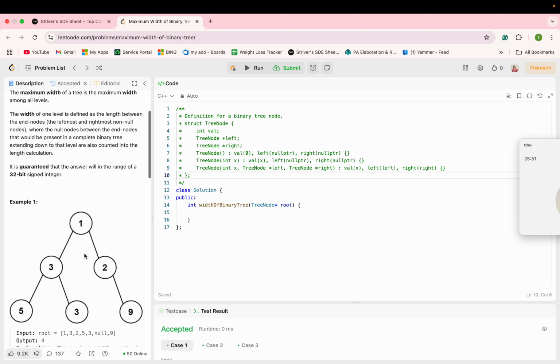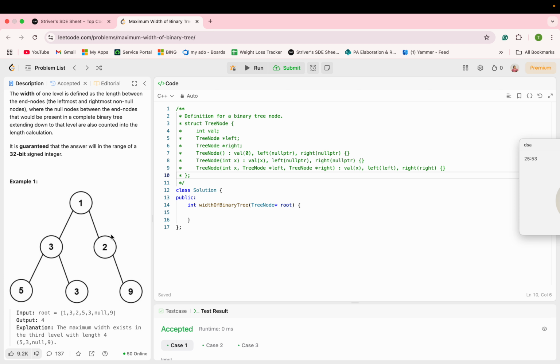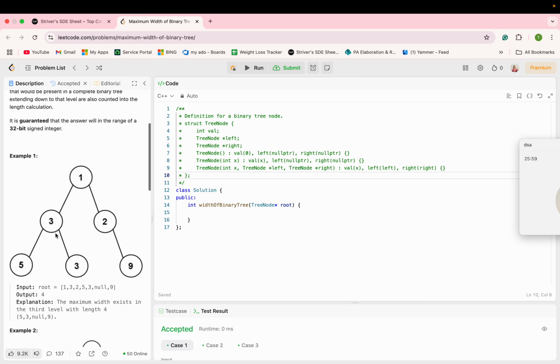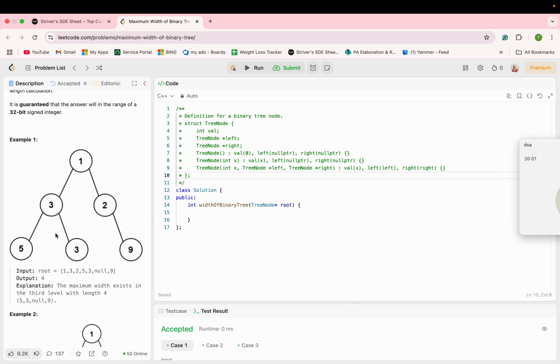So width is, if we consider this to be a complete binary tree, then width is the total number of nodes in that level. And a complete binary tree, as we all know, is one where all the levels are filled and the last level is filled from left to right.